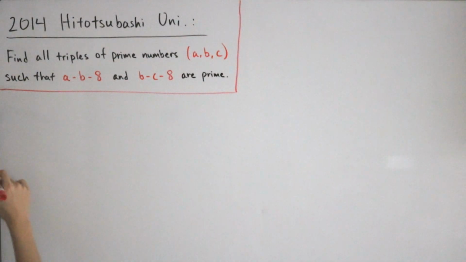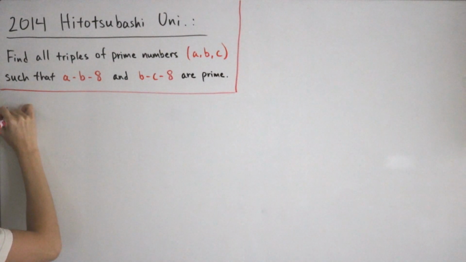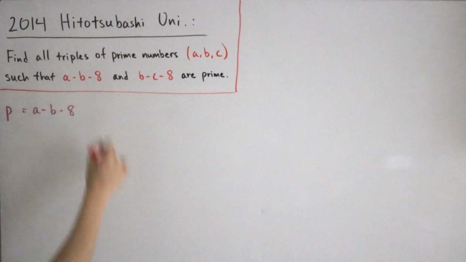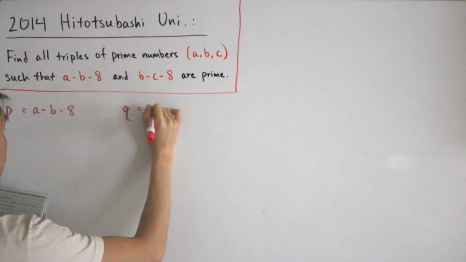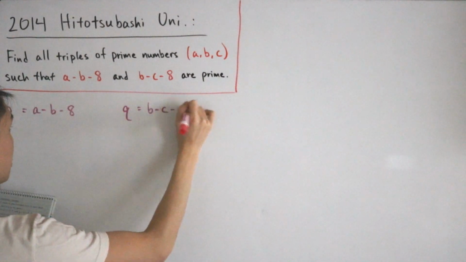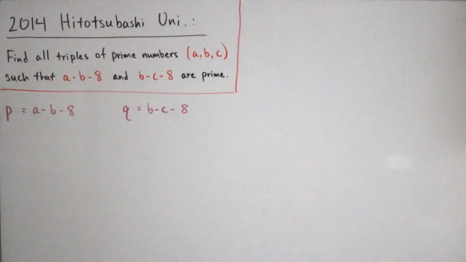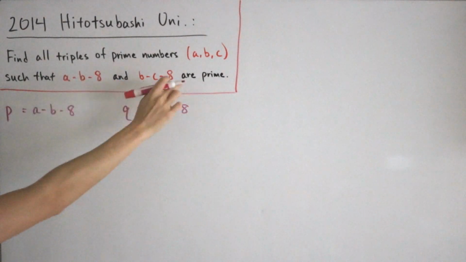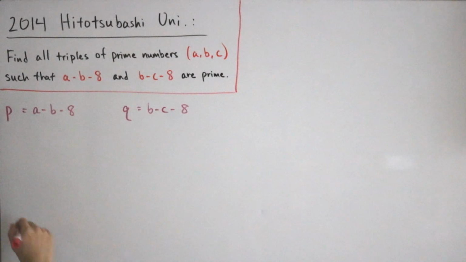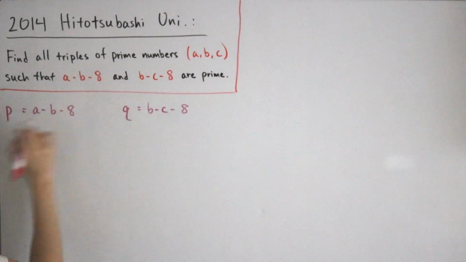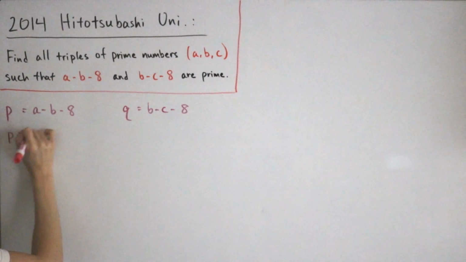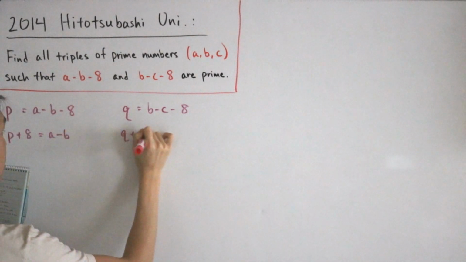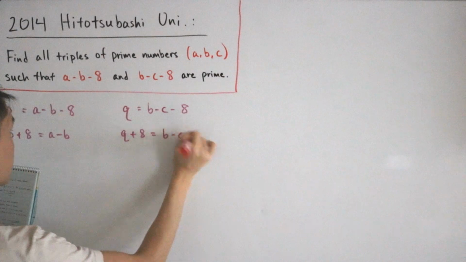So I'll let the first expression be p, so p equals a minus b minus 8. I'll call the second one q, so q equals b minus c minus 8. Keep in mind that p and q are primes, given that these expressions have to both be prime as well. With this in mind, let me add the 8 to both sides. So p plus 8 is equal to a minus b, and q plus 8 is equal to b minus c.